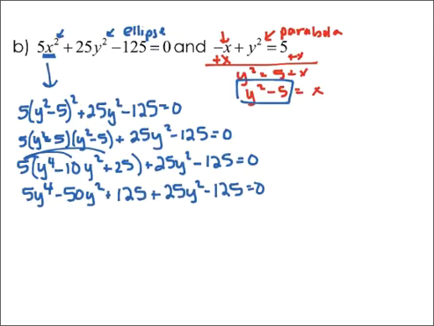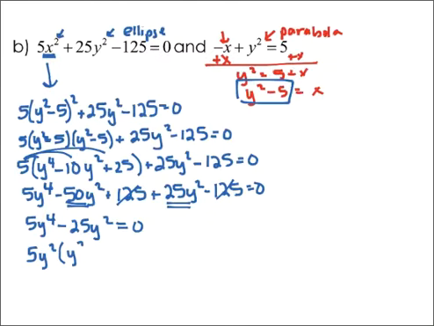And next I need to combine like terms. So I end up with 5y to the fourth minus 25y squared, and my 125s will cancel out. So at this point the only thing I can do is take out a GCF, which is 5y squared, and I'm left with y squared minus 5.